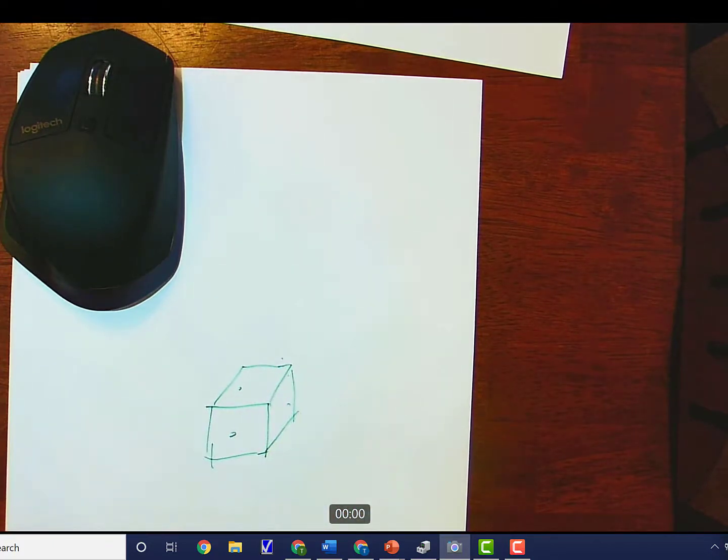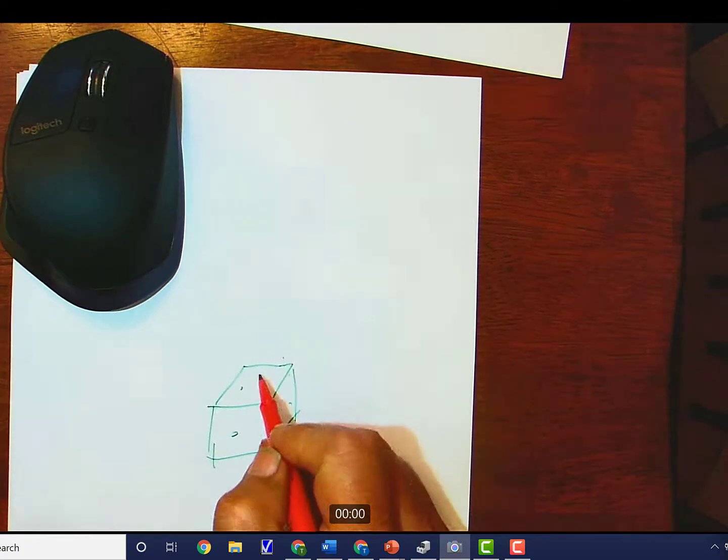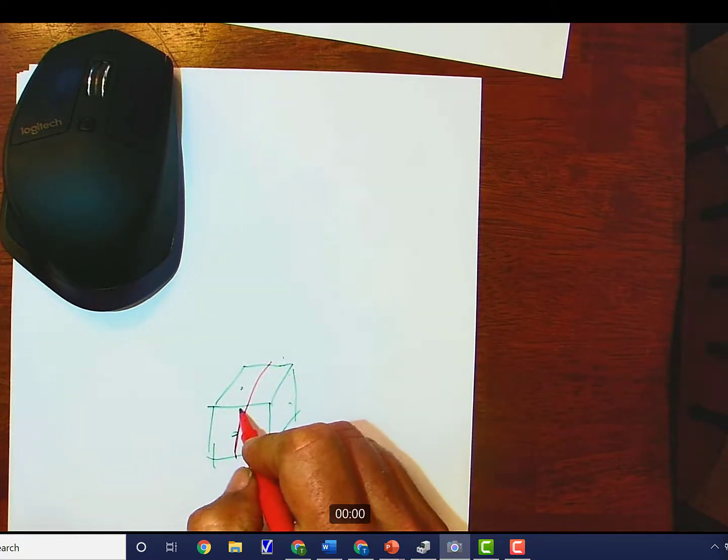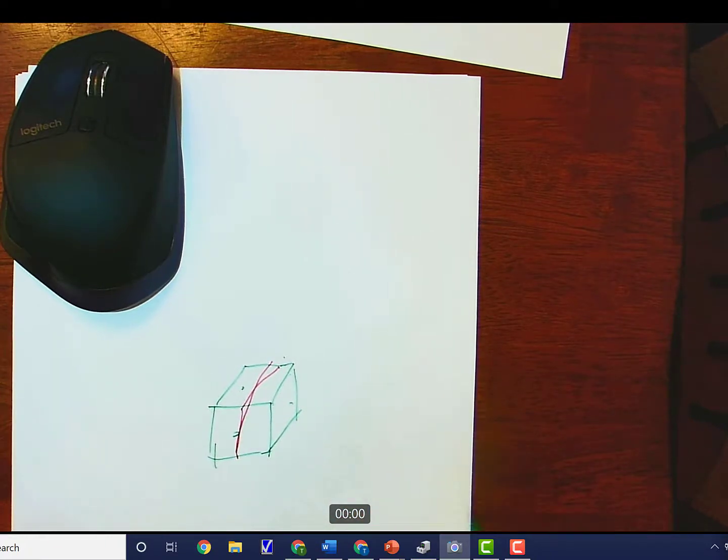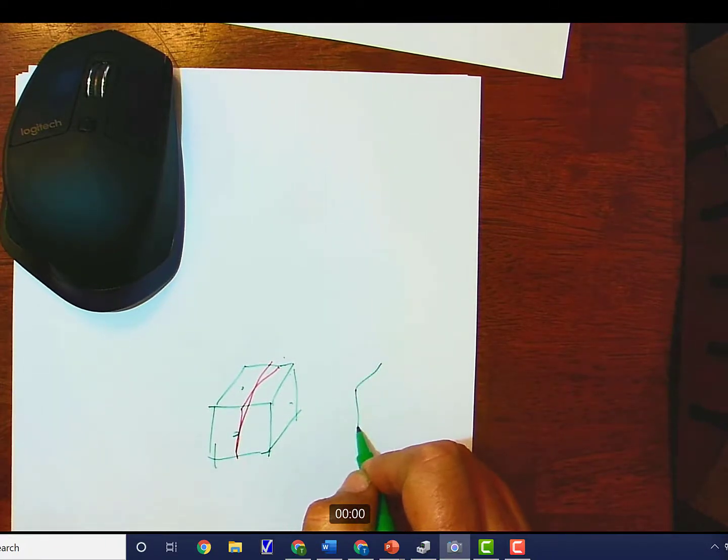But if I take and cut this in half, now I have two whole more surfaces that can touch the water.